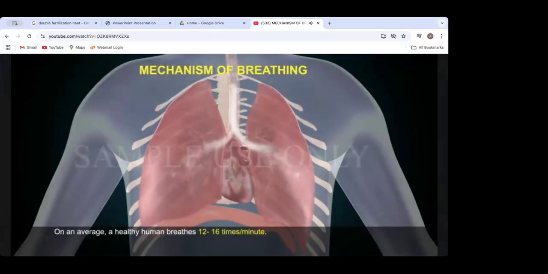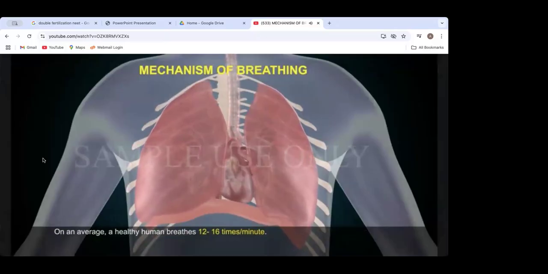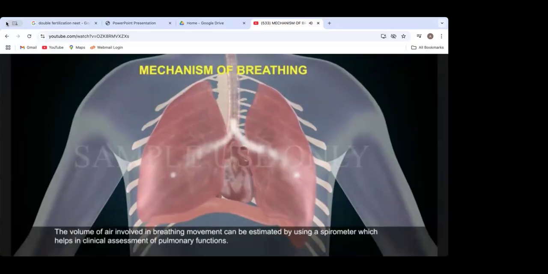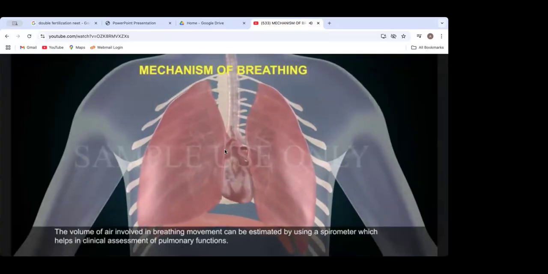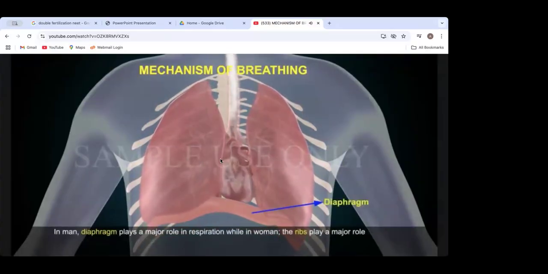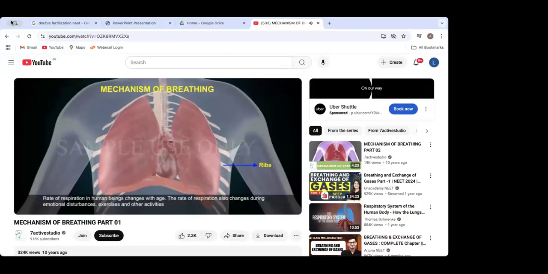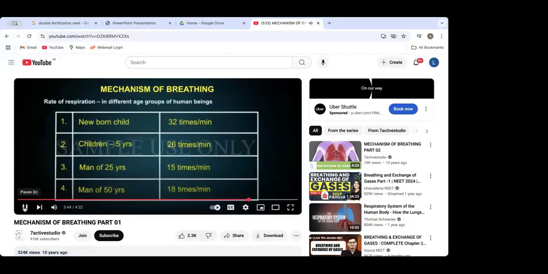On average, a healthy human breathes 12 to 16 times per minute. The volume of air involved in breathing movement can be estimated using a spirometer, which helps in clinical assessment of pulmonary functions. In men, the diaphragm plays a major role in respiration, while in women, the ribs play a major role. The rate of respiration changes with age. The rate of respiration also changes during emotional disturbances, exercise, and other activities.